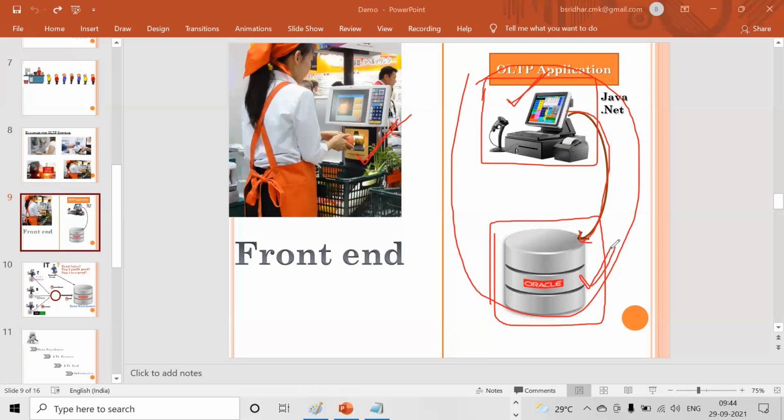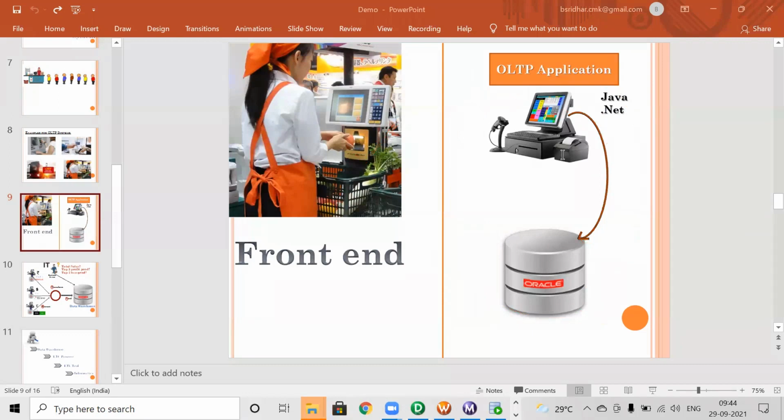So that is where you have to understand that whatever transactions you are doing using OLTP systems is going to be stored somewhere, that is called the OLTP database. So when you say OLTP system, it is a combination of OLTP application plus OLTP database. So these things together are called an OLTP system.